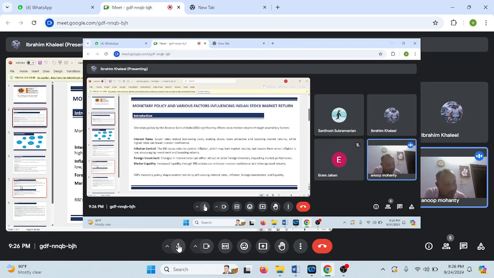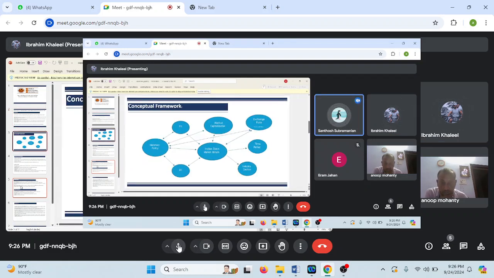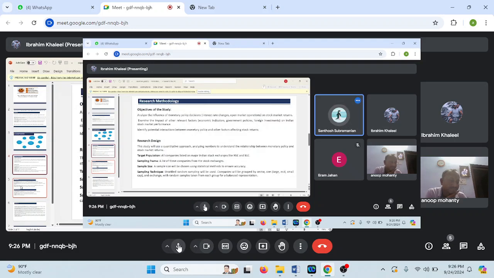Okay, can you change the slide? Yes, sir. I have a question regarding that. If you are going to limit to any one ratio, will the study be perfect, or will it deviate somehow? No, you see, it is not at all fine.